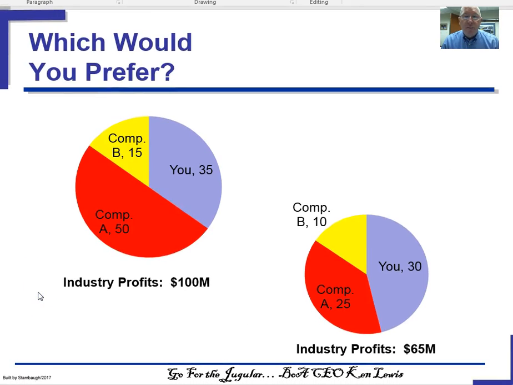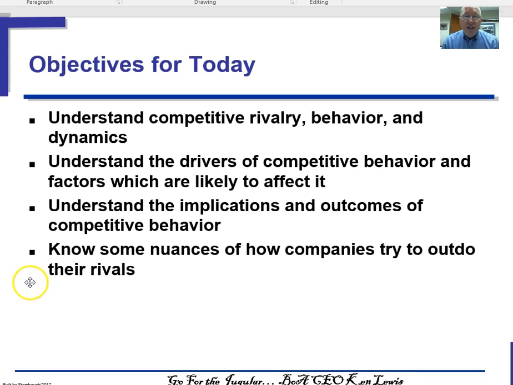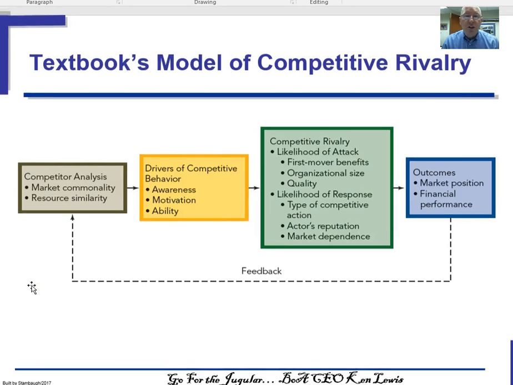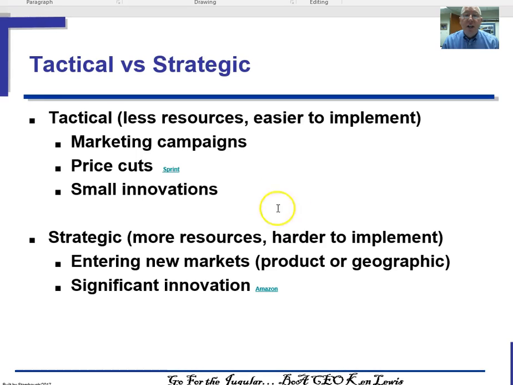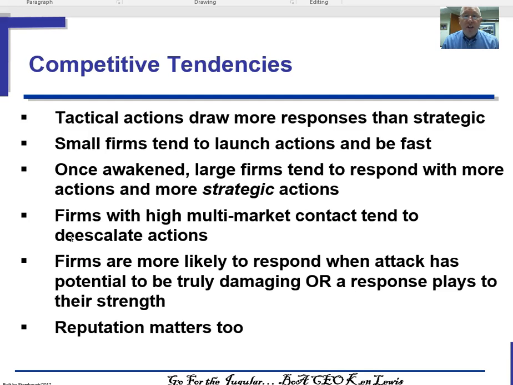Chapter 5, there are only about 5 questions in the exam on Chapter 5. The rest of them have 8 to 9 questions, so not as much material here. It's going to be important that you cue on the idea of resource similarity and market commonality and understand what that's likely to do to response tendencies. Likewise, make sure you reread the section of the chapter about the likelihood of attack and the likelihood of response. It's going to be very important that you can distinguish between a tactical action and a strategic action on the exam.